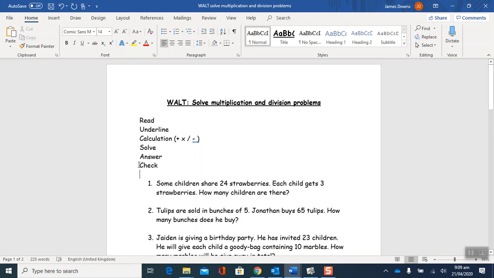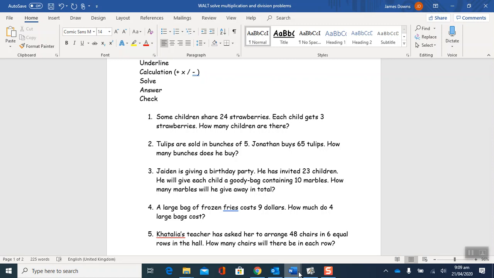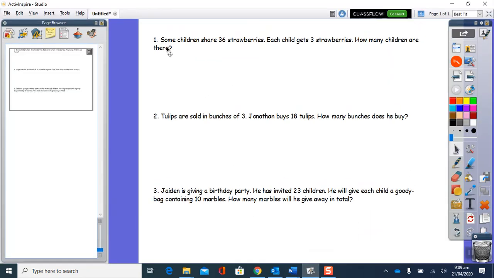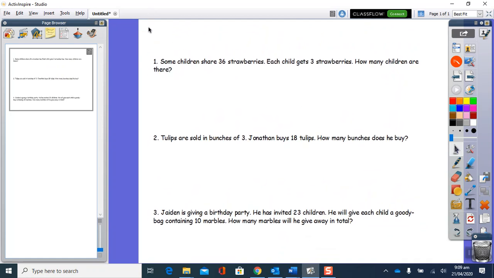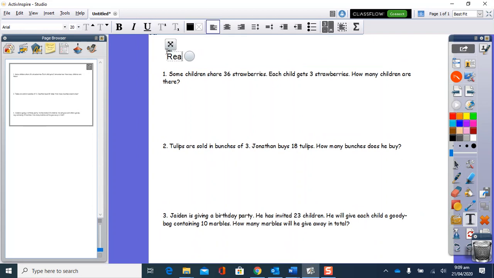So it's called RUCSAC. Okay, so I'm not going to solve them on here. I'm going to bring a version over onto Active Inspire. So remember, looking at RUCSAC. Oh, it's not there. Never mind. We're looking at RUCSAC. Read, underline, calculation, solve, answer, check. So let's start off.